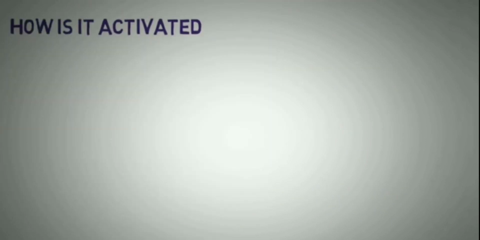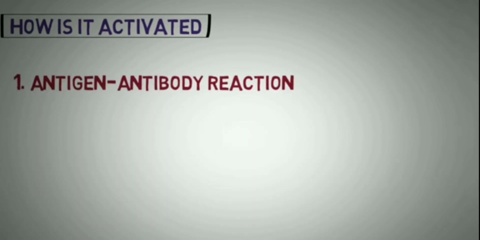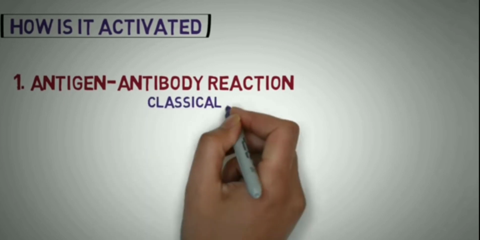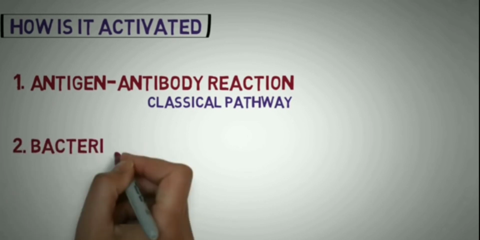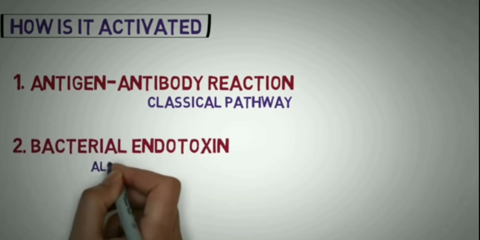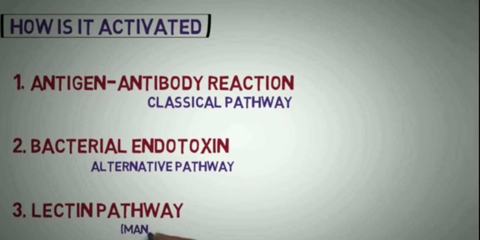Now let's look at how the complement system is activated. The first is the complement activation resulting due to the antibody-antigen reaction, which is known as the classical pathway. The second is through the bacterial endotoxin, which is known as the alternative pathway. And the third is the lectin pathway that results due to the protein known as mannose binding lectin.